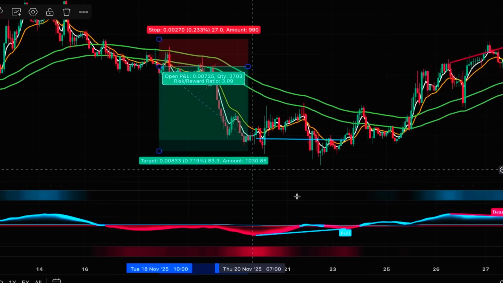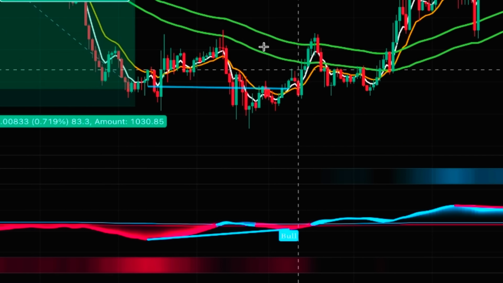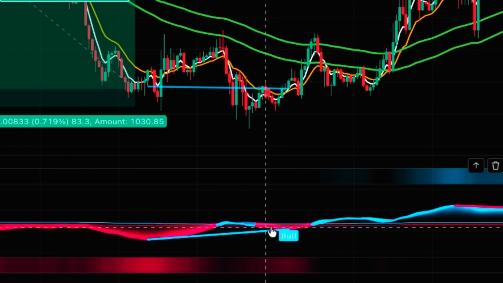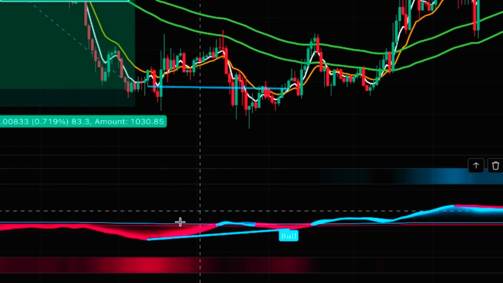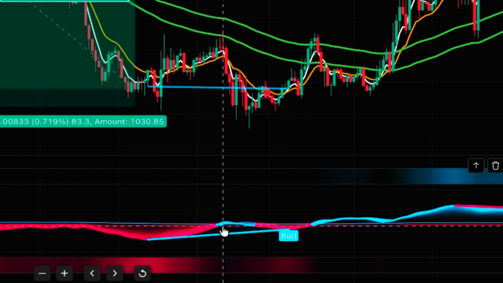Here at this point, you can see that RSI line went above the center line, but after that, we didn't have any other conditions. And again, you can see that RSI line went below the center line. So this was just a noise, a false center line crossover here. And by the help of our trading strategy, we could easily avoid it.